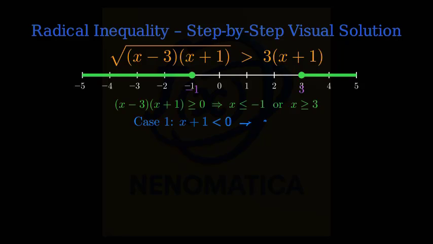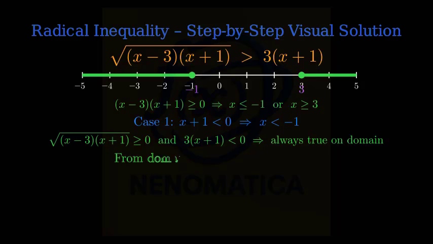Case 1: x + 1 < 0, so x < −1. In this region, the right-hand side is negative, while the square root on the left is always non-negative. Therefore, the inequality is automatically true wherever the domain also holds, which is for all x < −1.